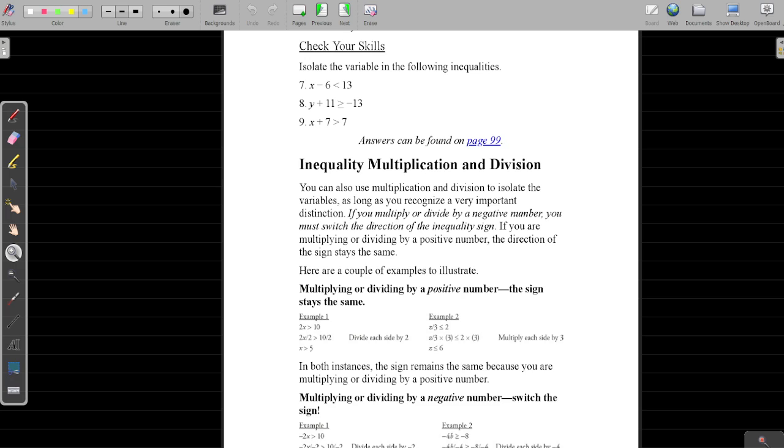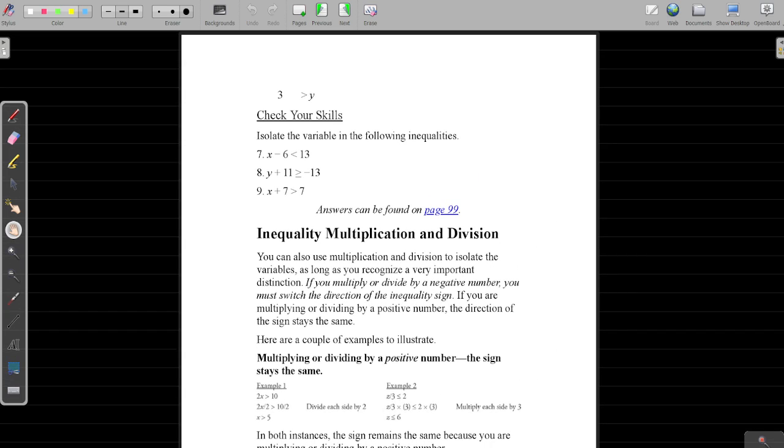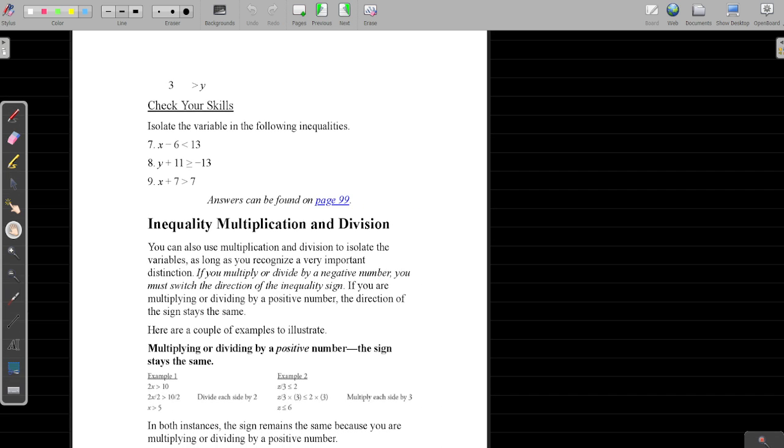So you need to check your skill. Look at this. The first one, let me solve this one. Number 7: x minus 6 less than 13. So x less than 13 plus 6, because this minus 6 will be transferred to the right side, that's why the sign will be changed. So 13 plus 6 means 19. So our answer will be this one.